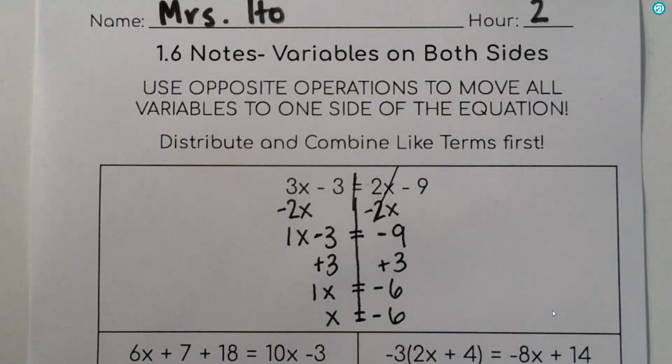Okay, so variables on both sides. I move all of my variables to the left, then I solve like normal. Any questions right now?